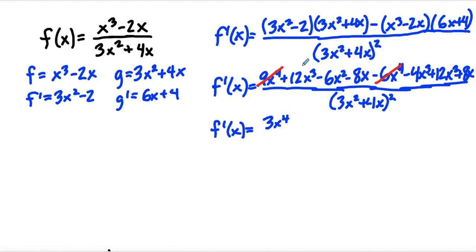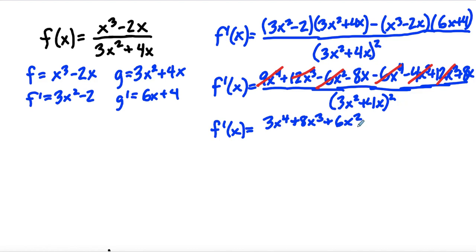And now I'm just going to go to the next one down, which is cubed. I got 12x cubed minus 4x cubed. So that's going to leave me with positive 8x cubed. So I'm going to go ahead and keep crossing things out as I've accounted for them. And then I'm going to get negative 6x squared plus 12x squared is going to leave me with plus 6x squared. And then I got minus 8x plus 8x. So that cancels out, right? So that's kind of nice.